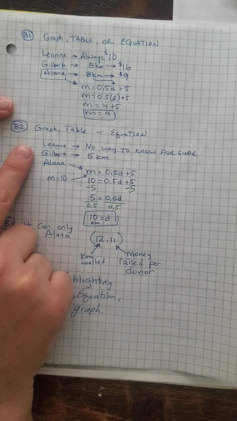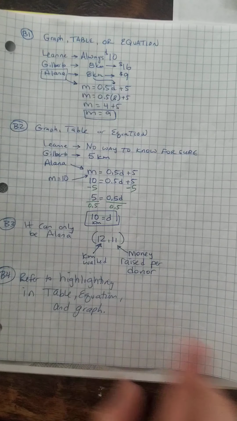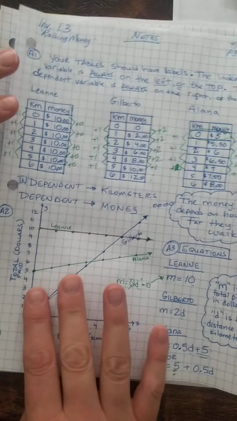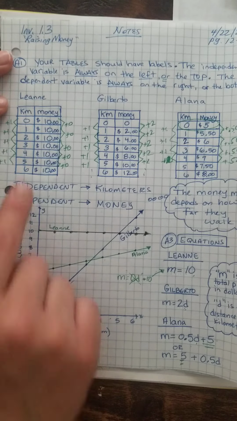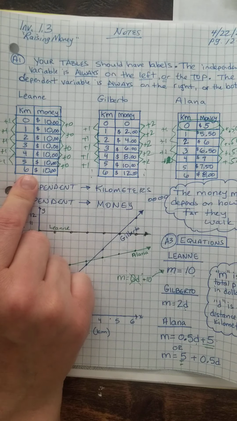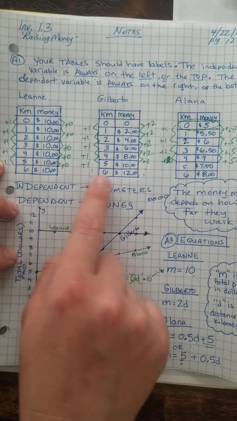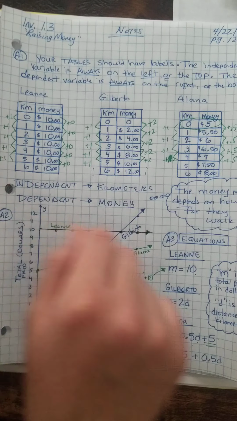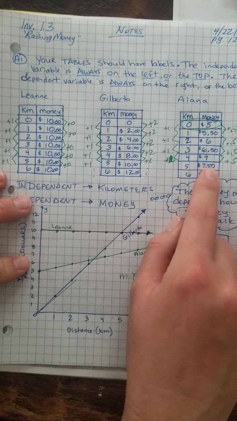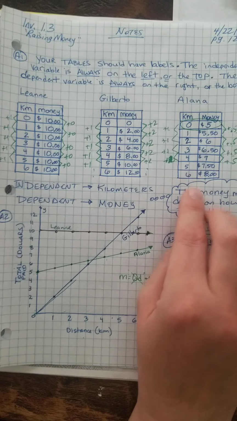Same thing with B2. If I know that each student gets $10 from a sponsor, with Leanne, there is no way to know for sure because she always makes $10. So we have no idea how many kilometers she walks. We would need more information. With Gilberto and Alana, same thing here. Actually, Gilberto you see immediately. We know that at 5 kilometers, he makes $10. And then with Alana, you could just keep extending the data table until you get to $10.